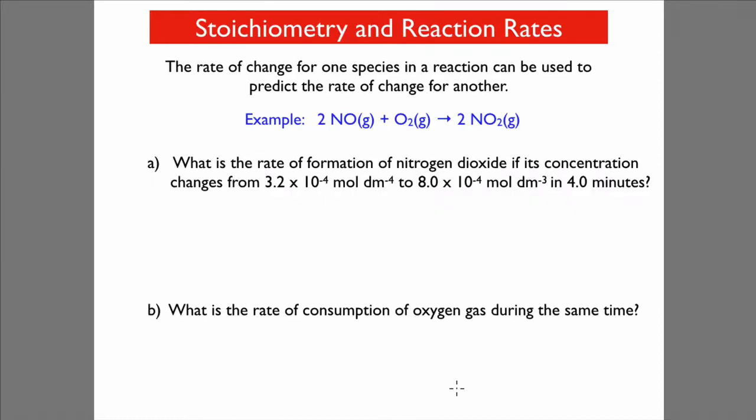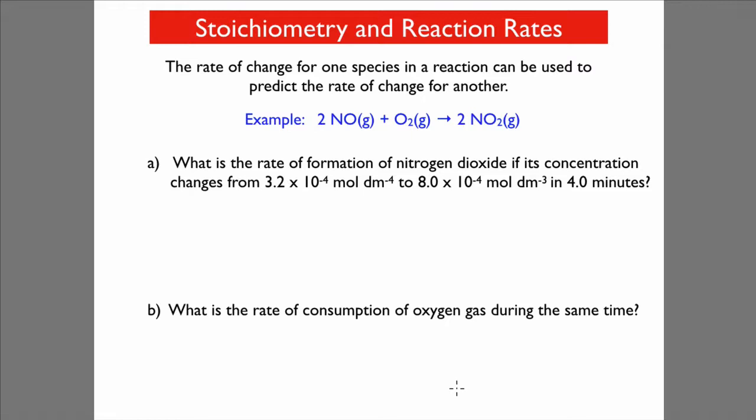Okay, let's do a bit of stoichiometry and reaction rates. The rate of change for one species in a reaction can be used to predict the rate of change for another. So here we've got an example of nitrogen monoxide reacting with oxygen to give us nitrogen dioxide. What is the rate of formation of nitrogen dioxide if its concentration changes from 3.2 times 10 to the minus 4 moles per decimeter cubed to 8.0 times 10 to the minus 4 moles per decimeter cubed in 4 minutes?